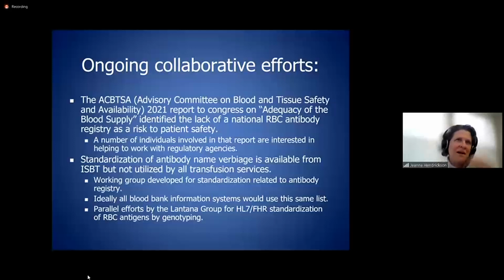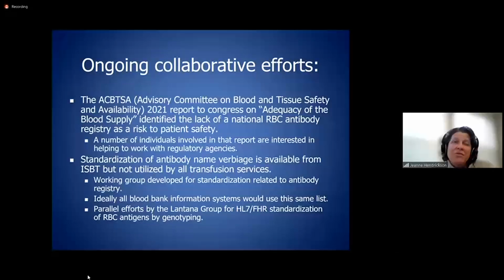So for example, my hospital might call something little e with a line over it, and another hospital might put L-I-T-T-L-E-E. My hospital might call something a panagglutinin, and another hospital might call something a warm auto. So we need standardization of all hospitals across the United States to have maximal efficacy of an antibody registry. This is something that we are working on.